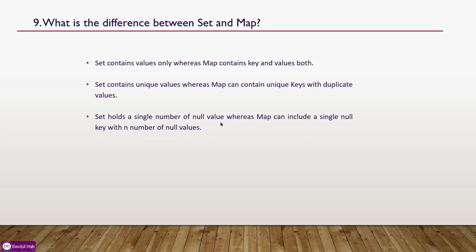Set holds a single null value, whereas map can include a single null key with n number of null values. So the set holds only a single null value as a value, whereas map includes just one null key with n number of null values.